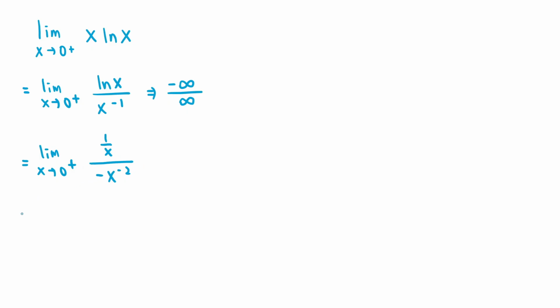We can simplify this expression by multiplying both the numerator and denominator by x squared, and the fraction becomes x over negative 1. This further simplifies to the limit as x approaches 0 from the positive side of negative x, which equals 0. So we can conclude that the limit as x approaches 0 from the positive side of x ln of x is equal to 0.